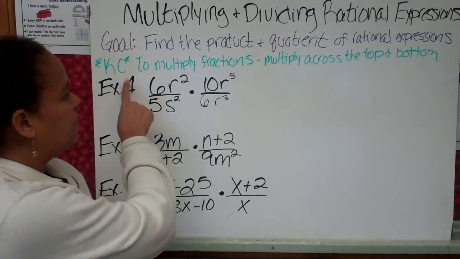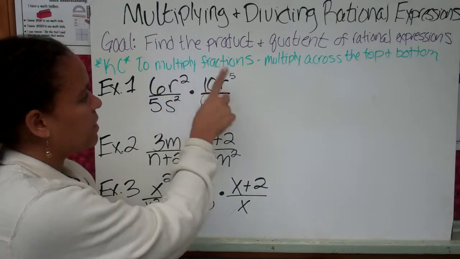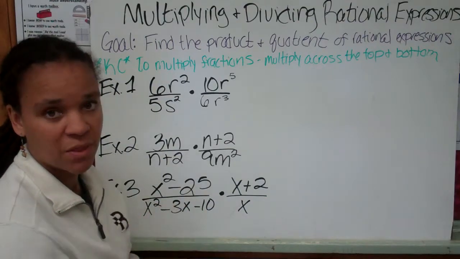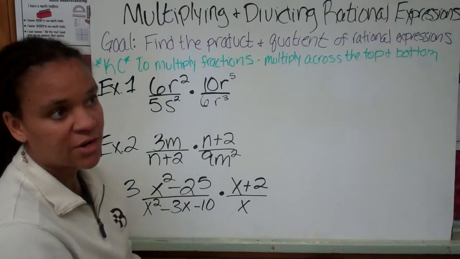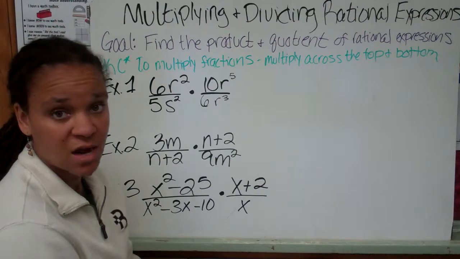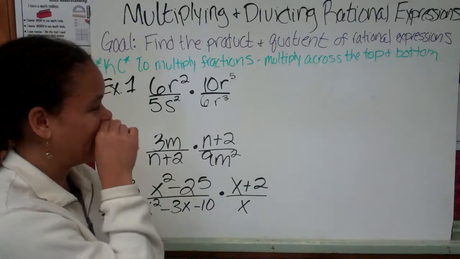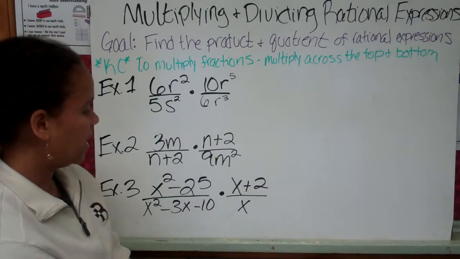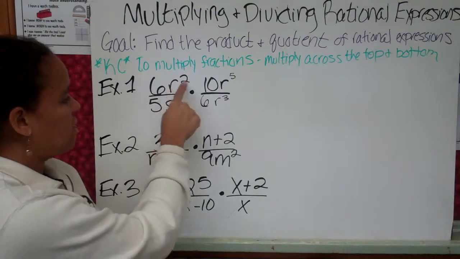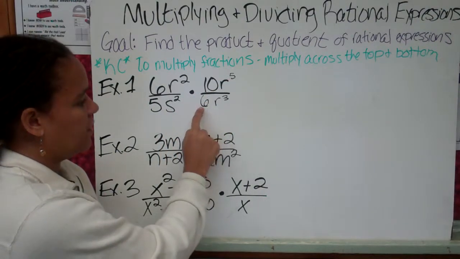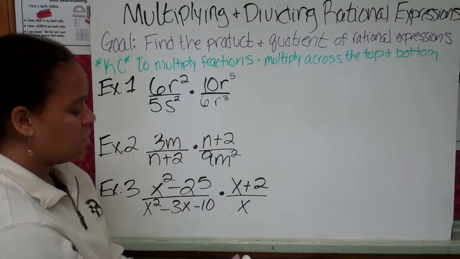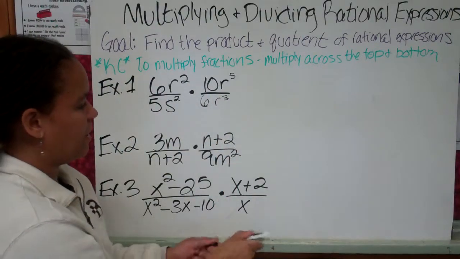So our key concept is, remember when you multiply fractions, you just multiply across the top and the bottom. When you are multiplying fractions, it's not necessary to have a common denominator. You can just multiply straight across the top and bottom. So if we wanted to multiply 6r squared over 5s squared times 10r to the 5th over 6r cubed, we'd multiply across the top, multiply across the bottom.